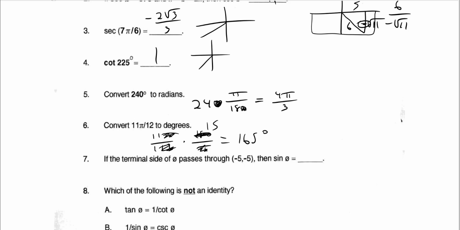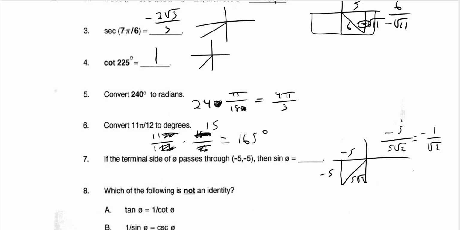Okay, pretty easy. The terminal side of theta passes through negative 5, 5. Again, this is kind of sketching a picture here, and it's negative 5, 5, so we're down here. So 5, 5, and it's going to be 5 root 2, of course. We'll put the negatives here just to be good. And then you just say what sine is. Sine is y over r, so it's negative 5 over 5 root 2, which is negative 1 over root 2. If I rationalize that, it is negative root 2 over 2. Okay? So it's pretty easy.